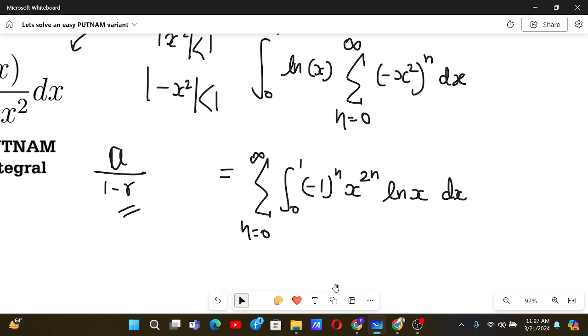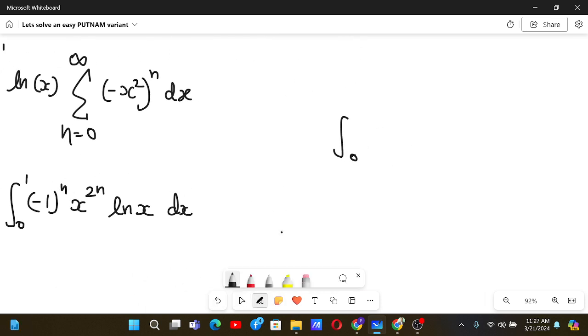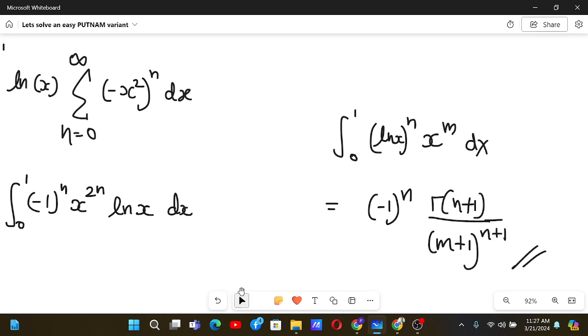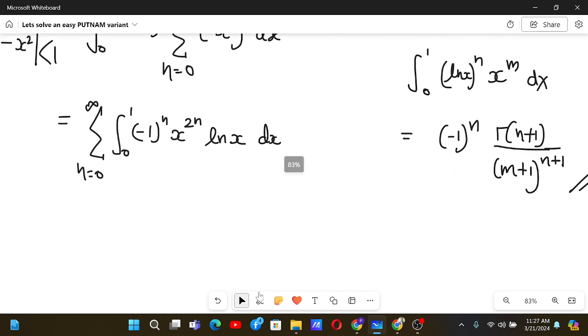Okay, now the integral from 0 to 1 of ln x to the power n, x to the power m dx is equal to minus 1 to the power n, and then gamma of n plus 1 by m plus 1 to the power n plus 1. And so using this formula we can solve this one.